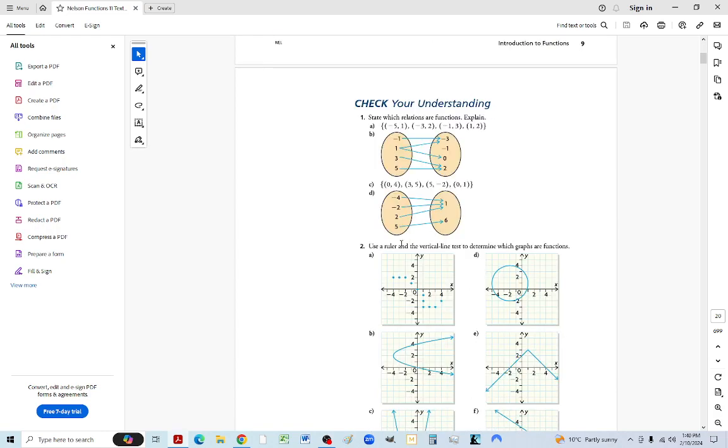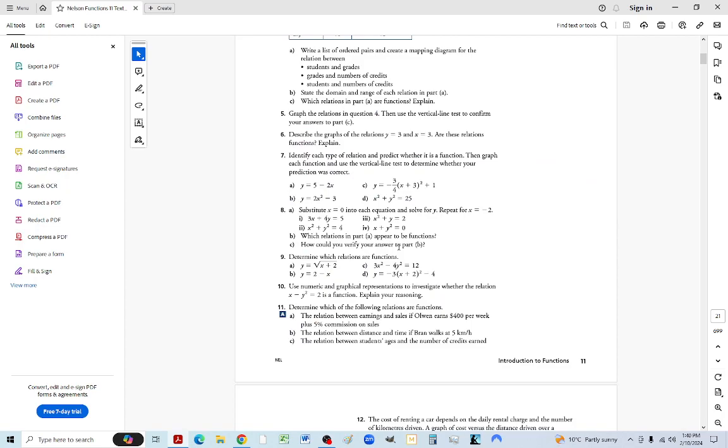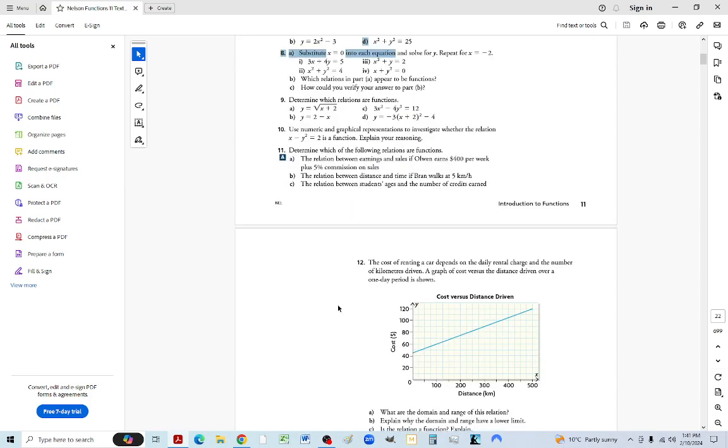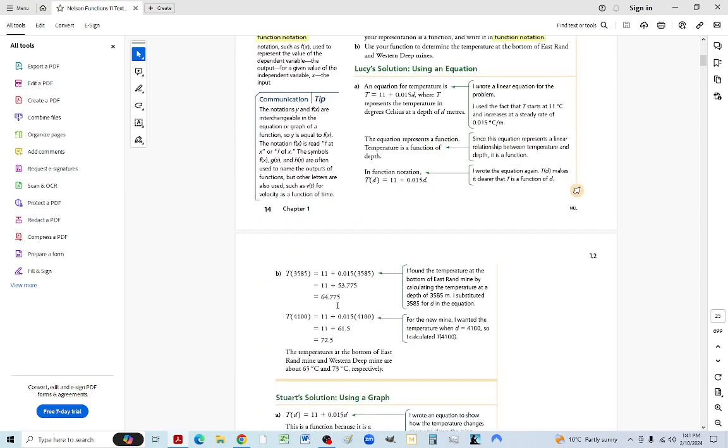But then here are some questions that you should probably try. You should probably try the basics. Those are the basics. And you should always do a couple of these and make sure you can do it. Then you go to the next one, function notation.